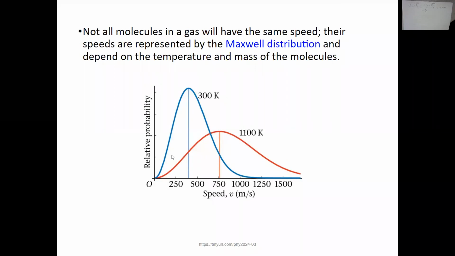But they will all have kind of a Maxwell distribution. That means some kind of this bell-shaped distribution of the speed. All right, so that's the section on kinetic energy. Let me know if you guys have questions.